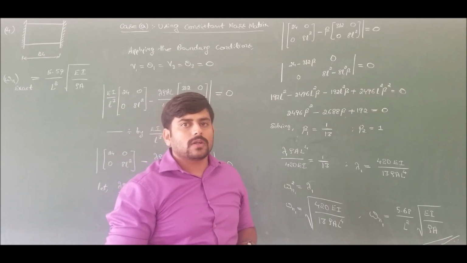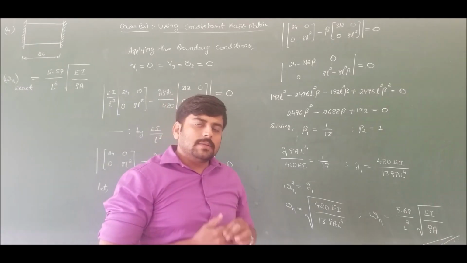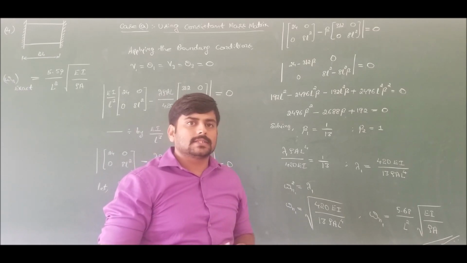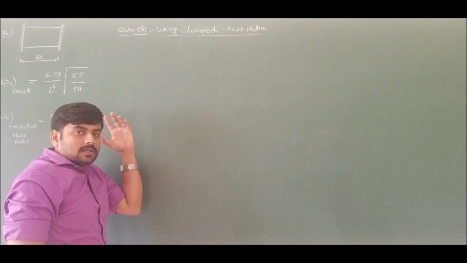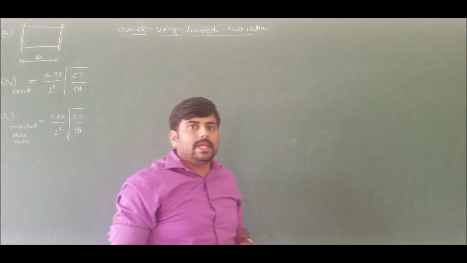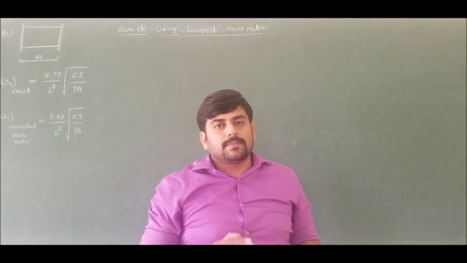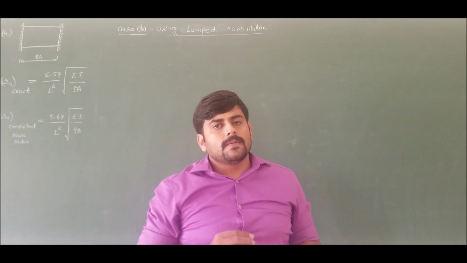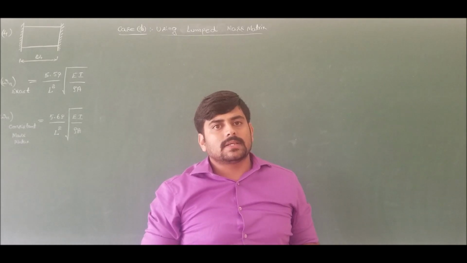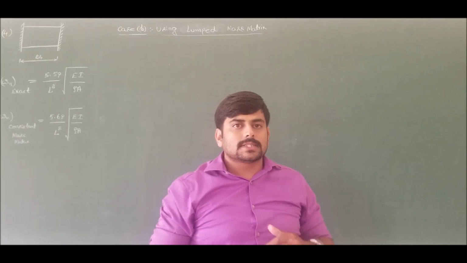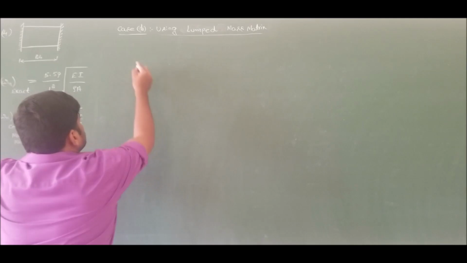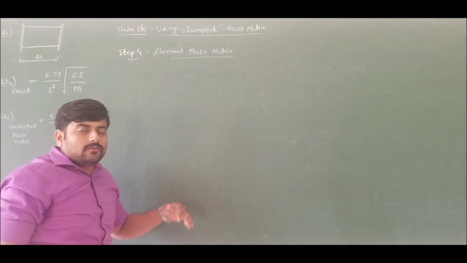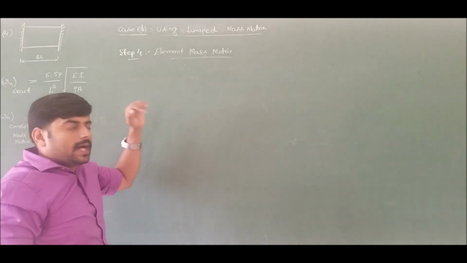Let us move on to case B, that is determination of fundamental natural frequency using lumped mass matrix for analysis. Now coming to case B, step number 1 to step number 3 remain the same, that is till obtaining the global stiffness matrix. Coming to step number 4, that is element mass matrix, now I should use lumped mass matrix for analysis.